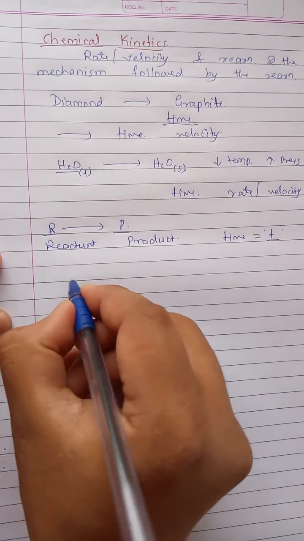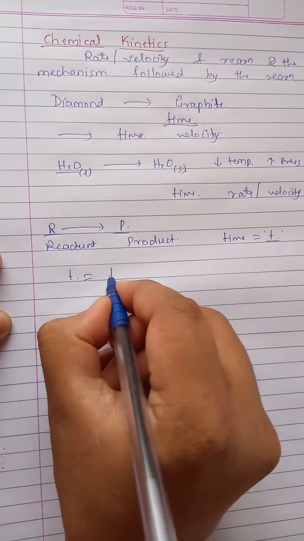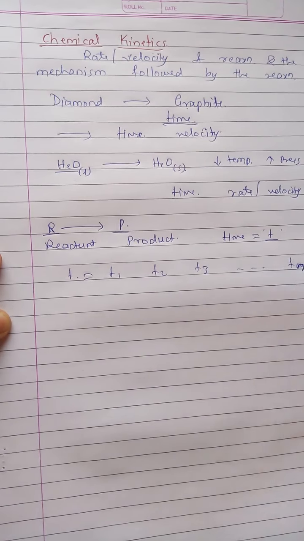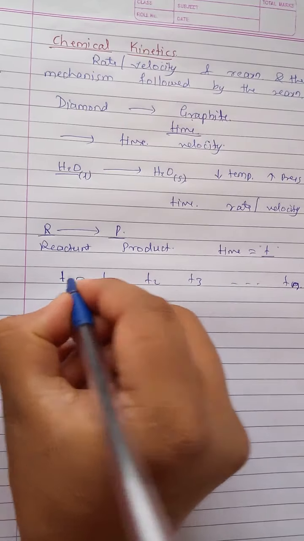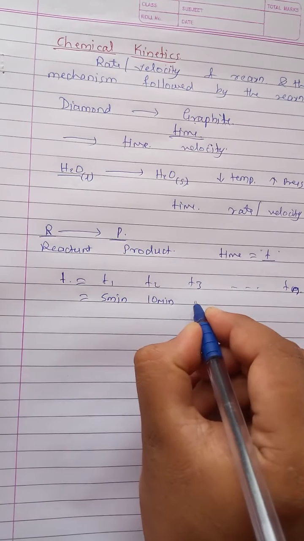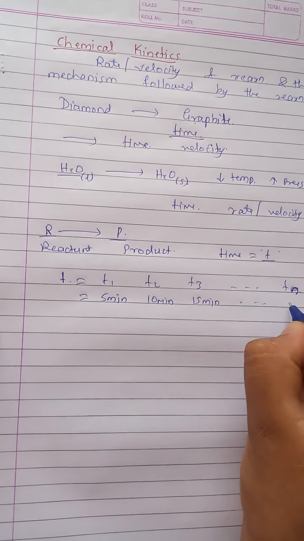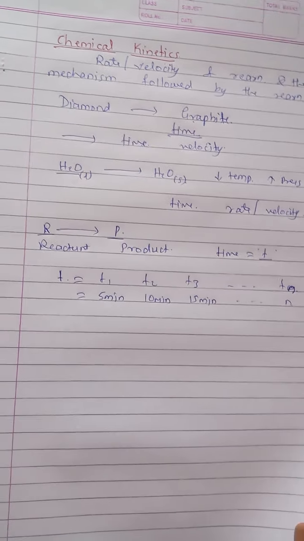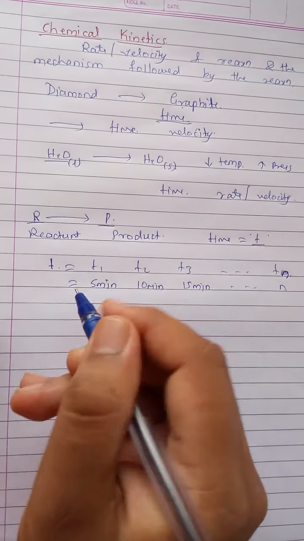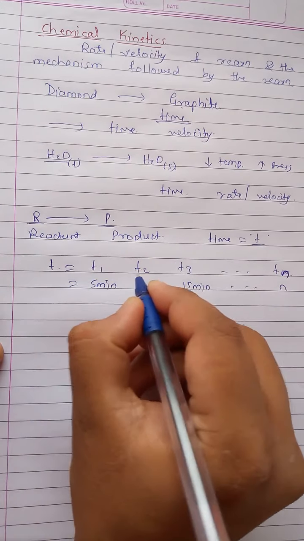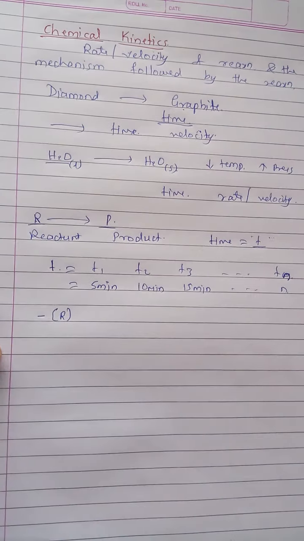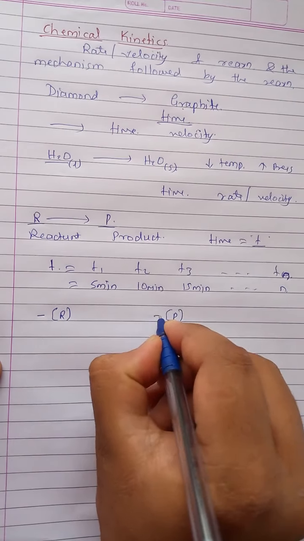Next, as the time goes on, at the initial time, then at t1, t2, t3 up to tn, meaning at different intervals of time, for example 5 minutes, 10 minutes, 15 minutes, like that for n respective times. At different time intervals, what would be the reactant and what would be the product? This is our question. As the time goes on from T1, T2, T3 up to Tn, the concentration of the reactant is going to decrease and the concentration of the product is going to increase.